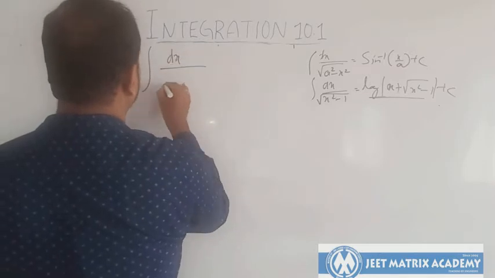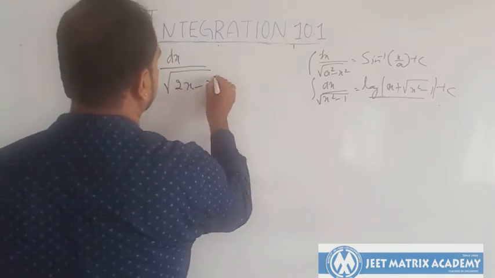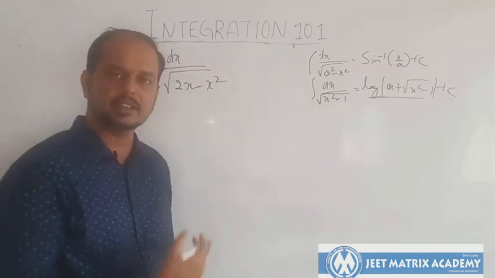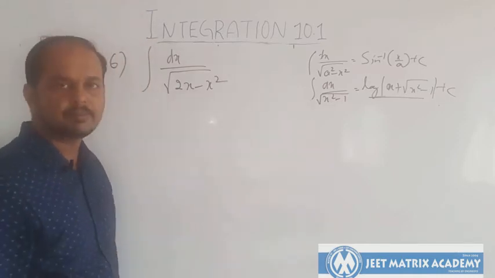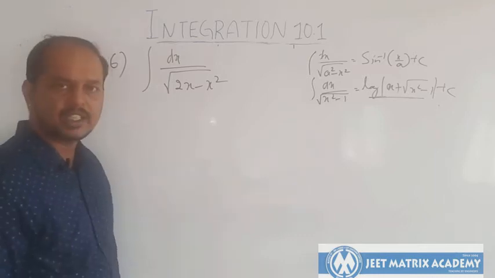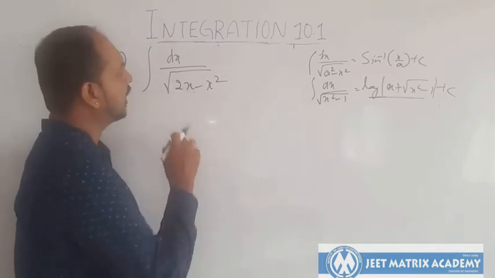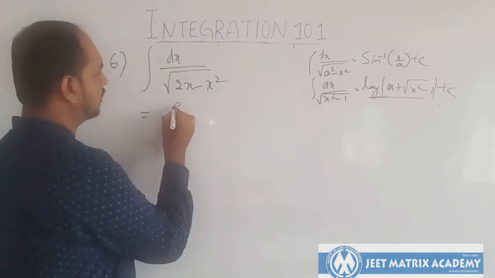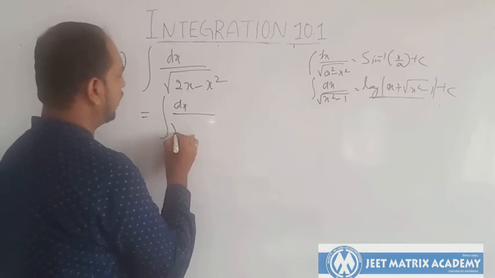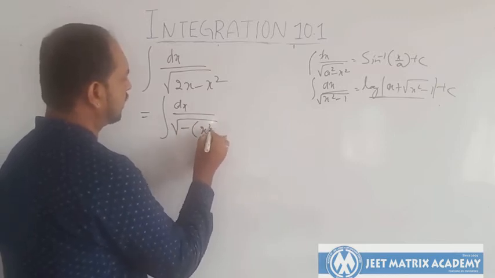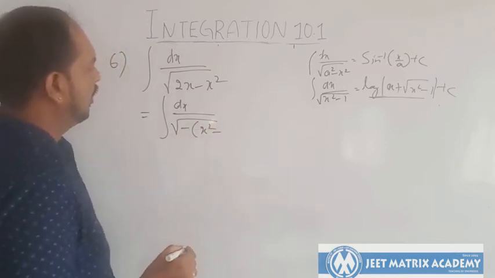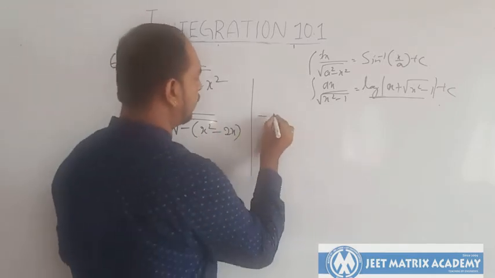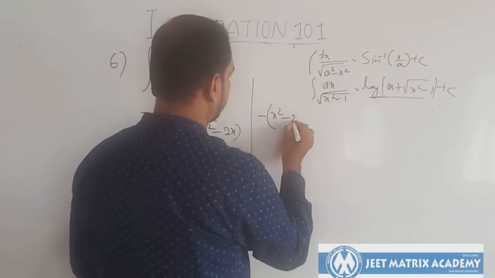Integration of dx by root of 2x minus x square. Little tricky problems. When you see at the beginning, suddenly it will look like different form, but we could observe neatly, so we can convert this into the right form. So what I'll do is I'll take minus sign outside. Integration of dx divided by root of minus, this will be x square minus 2x. Now consider only this, minus of x square minus 2x.